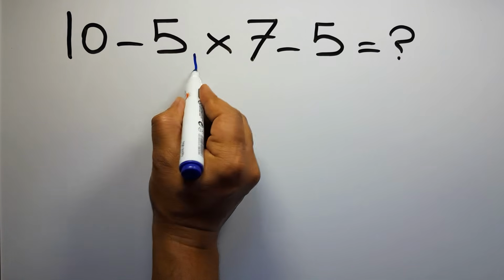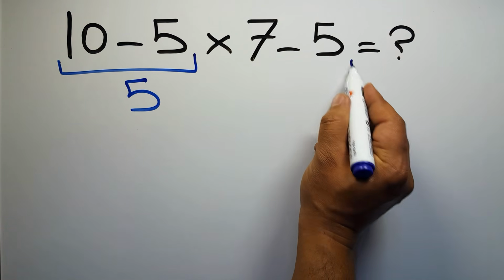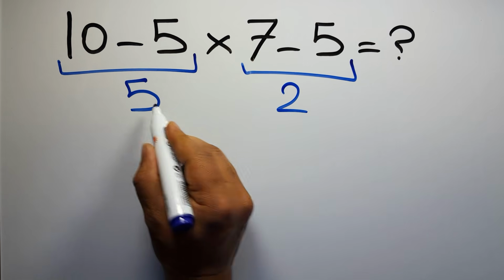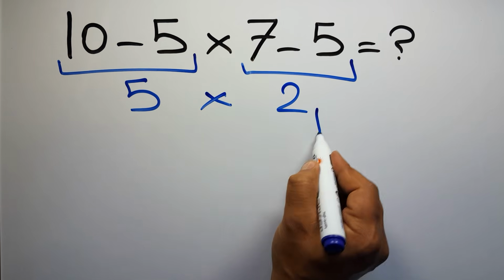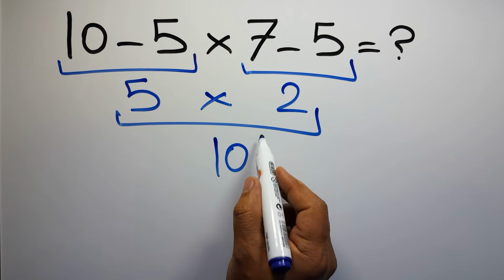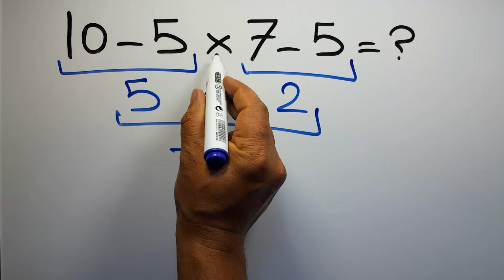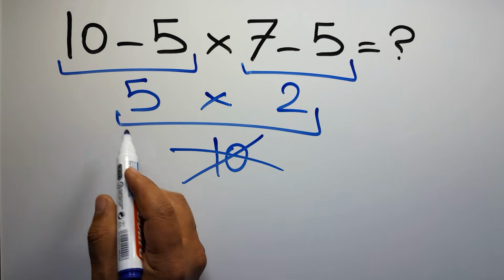10 minus 5 equals 5. And here we have 7 minus 5, which equals 2. So 5 times 2 gives us 10. But this answer is not correct, because according to the order of operations, multiplication has higher priority than subtraction.